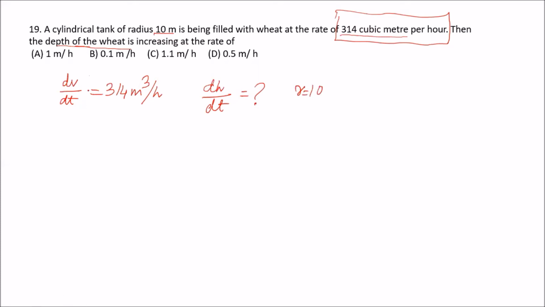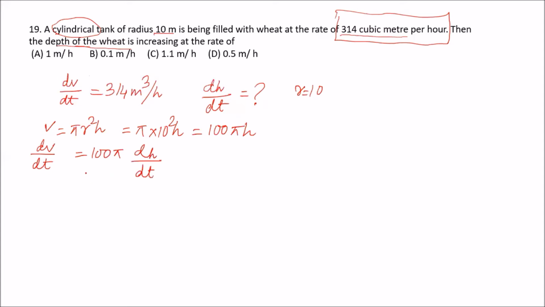So very simple. This is the cylinder. So you have to recall the volume of cylinder. It will be pi r square h. Then r is given here as 10. So I'll replace it: pi into 10 square into h, or this will be 100 pi h. Now differentiating with respect to time, dV/dt is equal to 100 constant, pi constant, dh/dt.